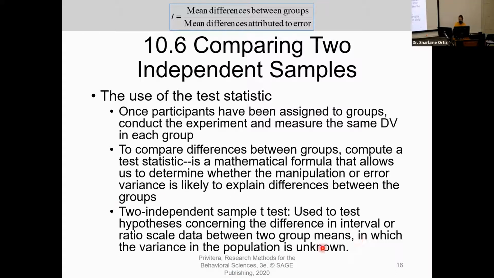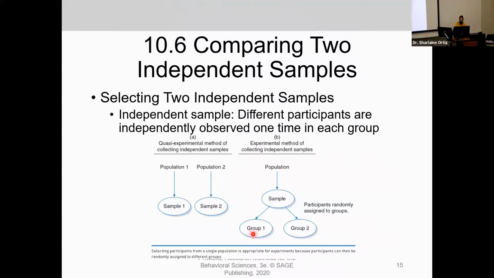Notice that in this specific case, we're trying to test the hypothesis. In order to test this hypothesis concerning those differences, we have to have interval or ratio data. You have to have interval or ratio data. We're trying to find the means of each group. So now you're going to have those two means. Notice that you're going to have a mean for group number 1 and another mean for group number 2.